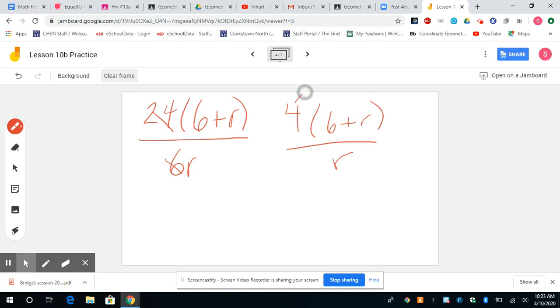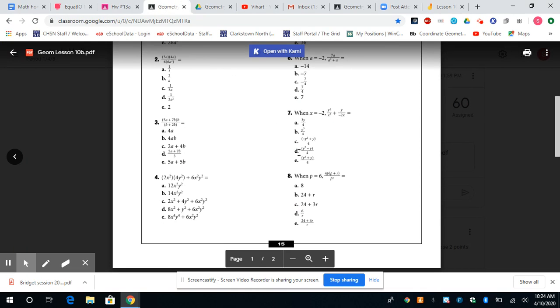And then we do have to use what property here? What's the property where we multiply the number inside? Distribute. So we do 24 plus 4r divided by r. Okay, and that is choice E.